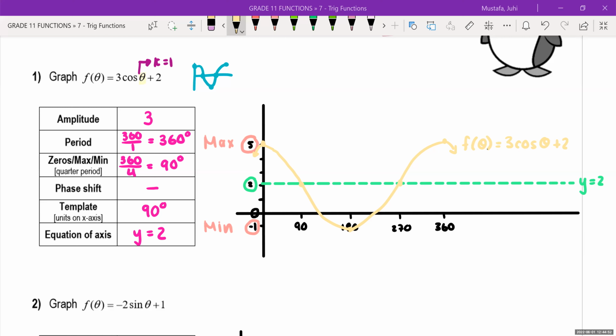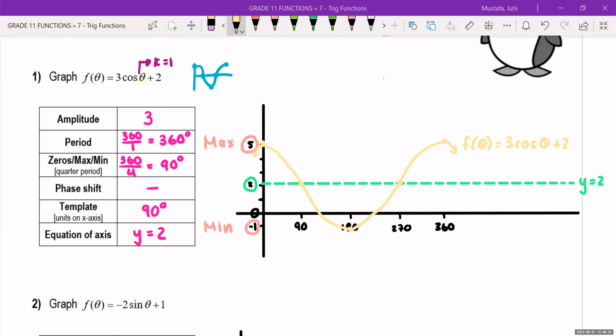And then I do a quick check just to see if I have all the information. So I look at my information. Is my equation of axis y is equal to 2? Yes, it is. Is my amplitude 3? Yeah, because from 2 it goes all the way to 5, and then from 2 it goes all the way to -1. And then is it a cosine graph? Yeah, it looks like a letter U. And from start to stop, do I cover 360 degrees? Yes, I do. So that means this graph is correct, and we're done.